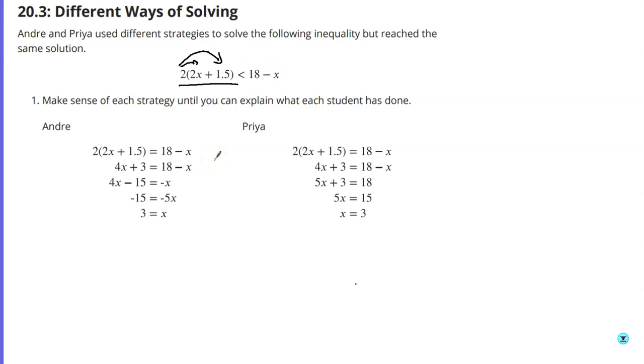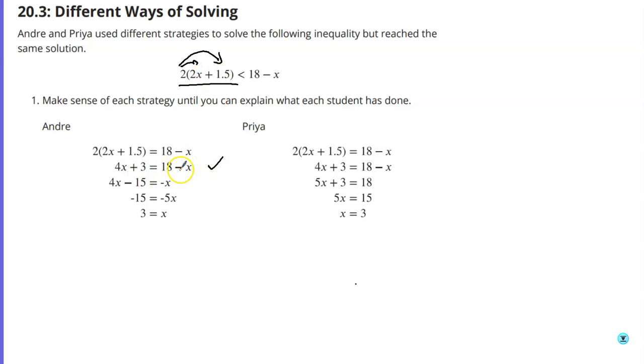Now, what you'll notice is, and you can do this many different ways, these students both decided to change it to an equals for now. So they started just by solving for when it was perfectly equal, and then they're going to figure out how it works afterwards. And then I'll show you another way off to the side to do this. Okay, so they distributed and they got to here.